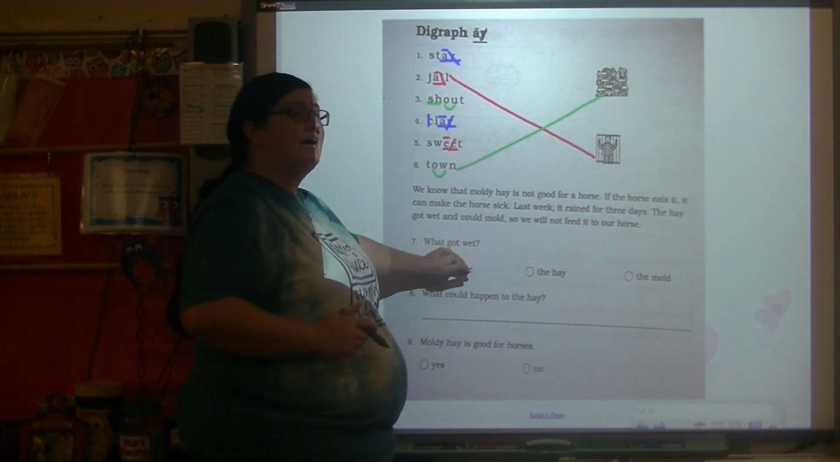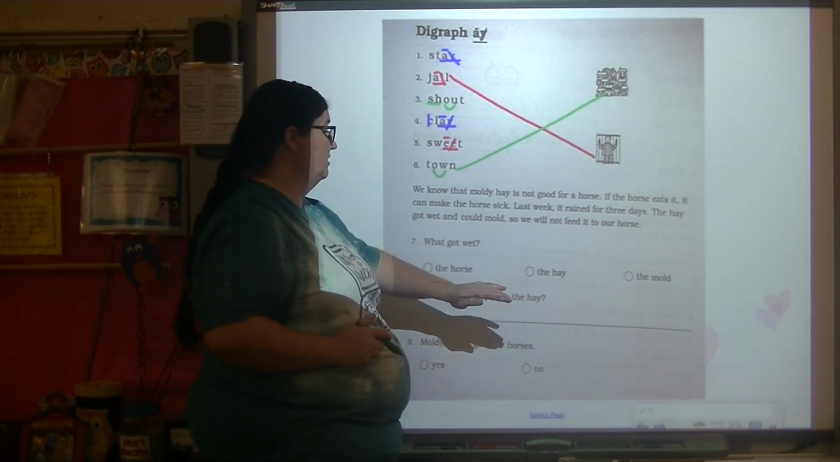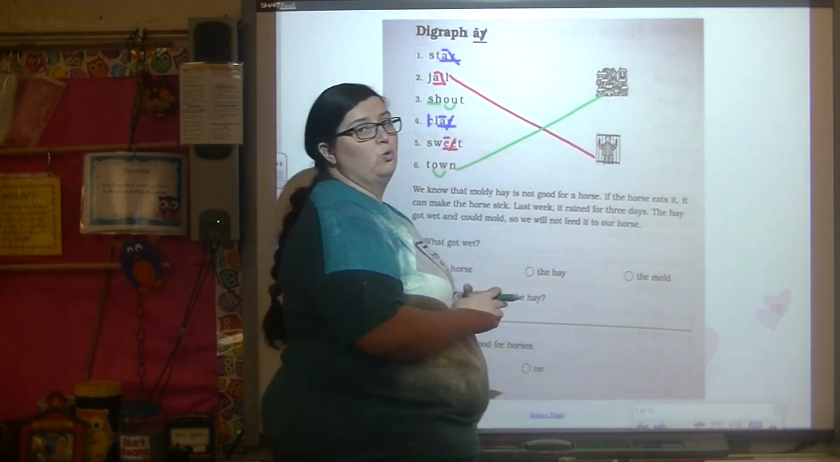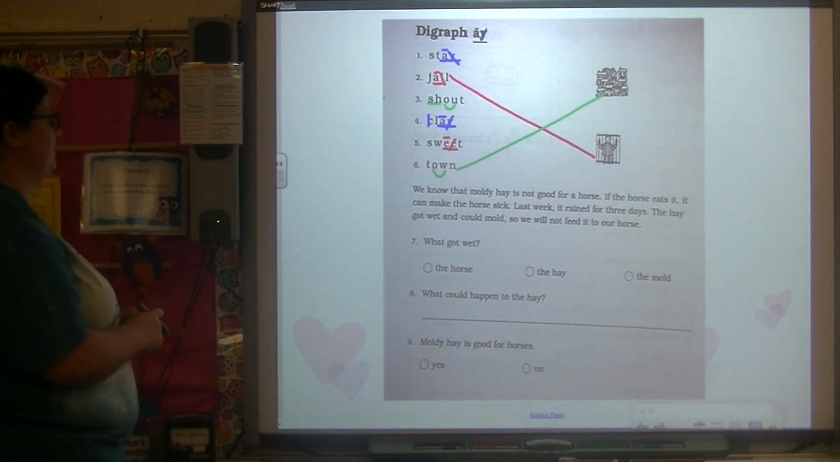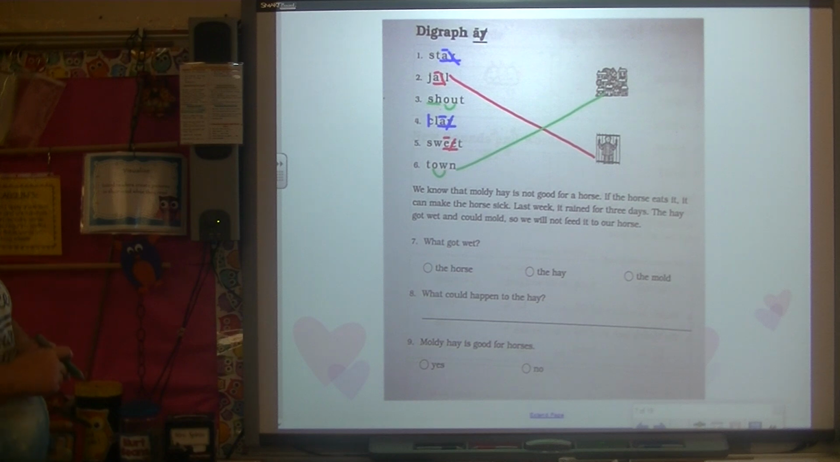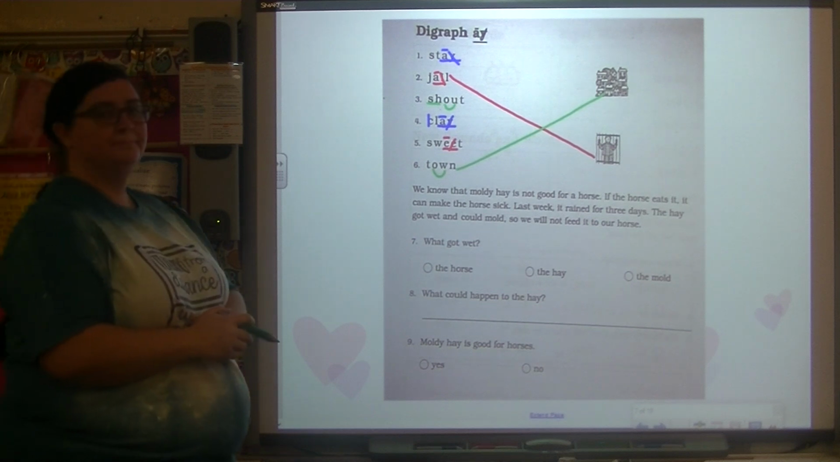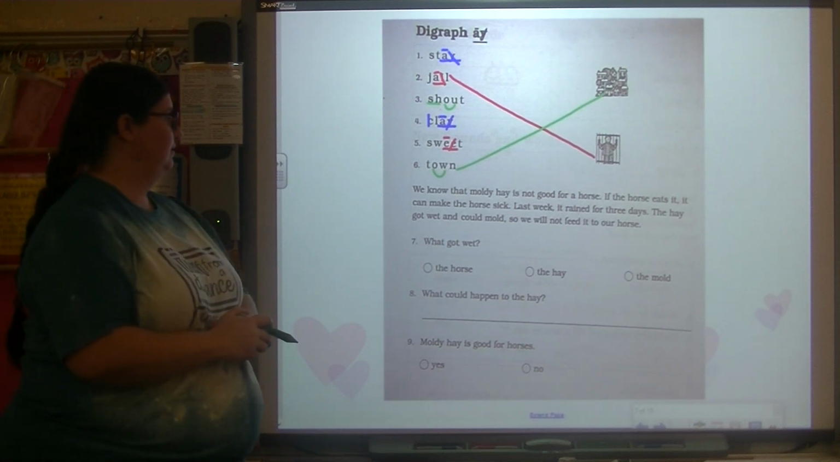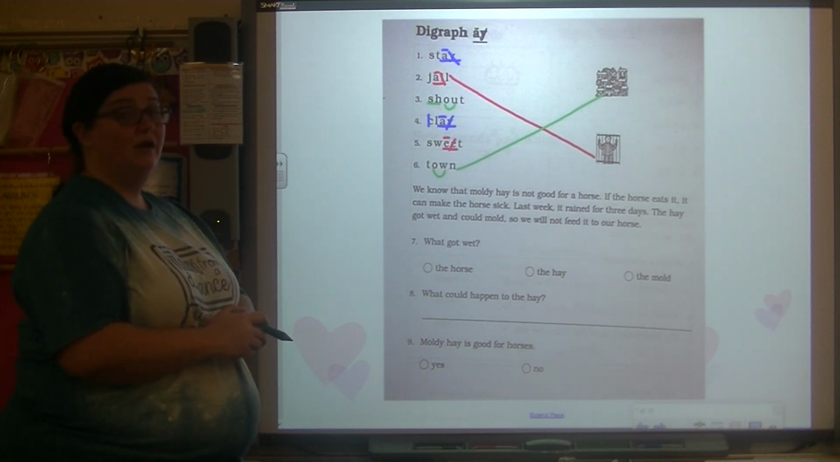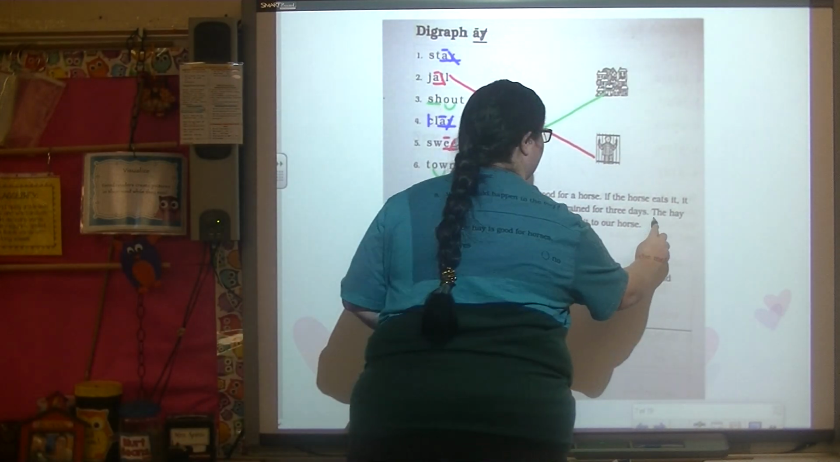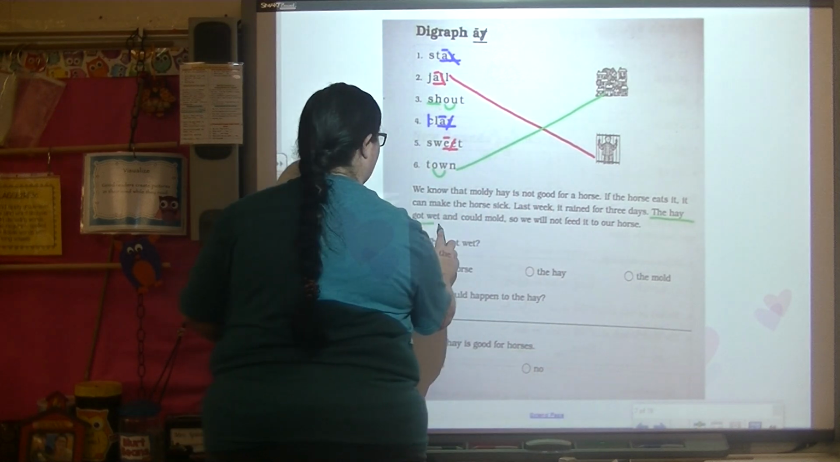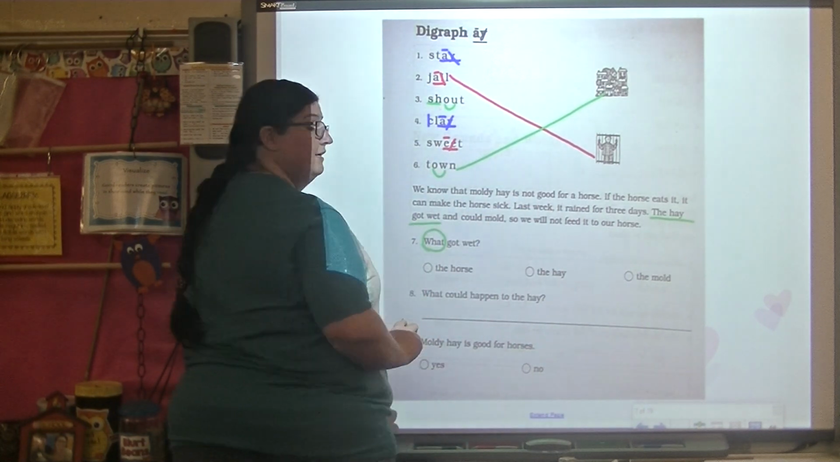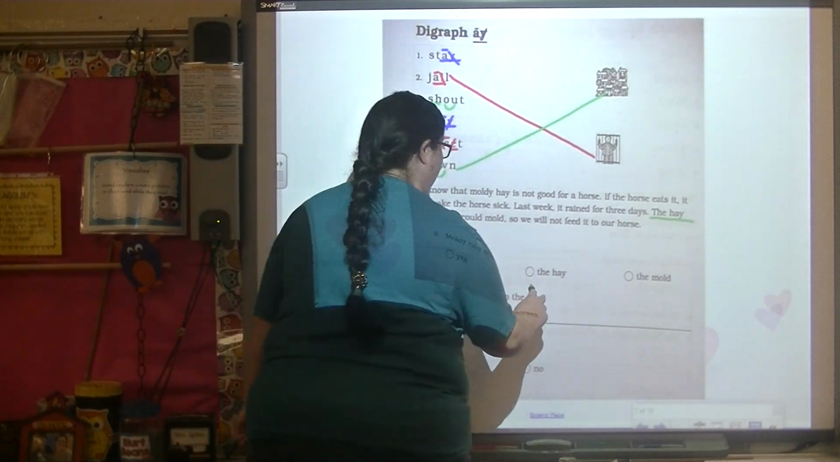Number 7. What got wet? The horse, the hay, the mold. Underline your answer and bubble it in. All right, it tells us the hay got wet. So what got wet? The hay.